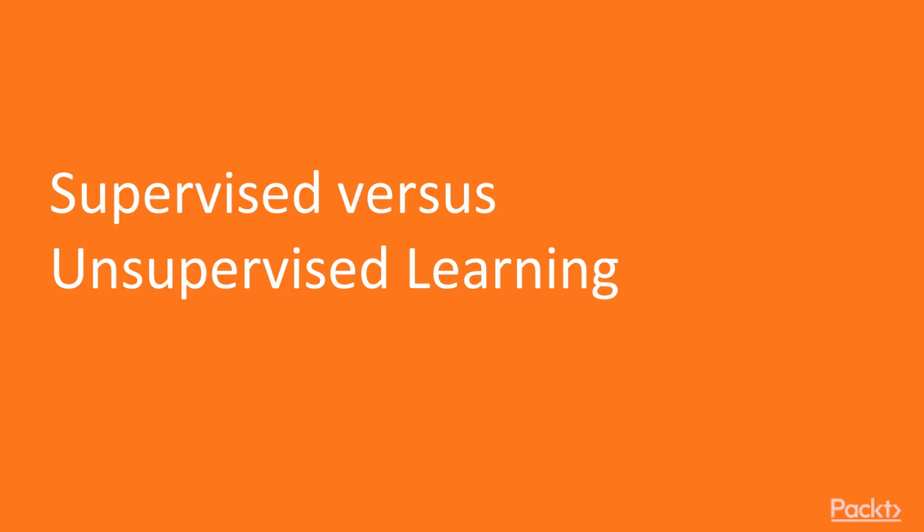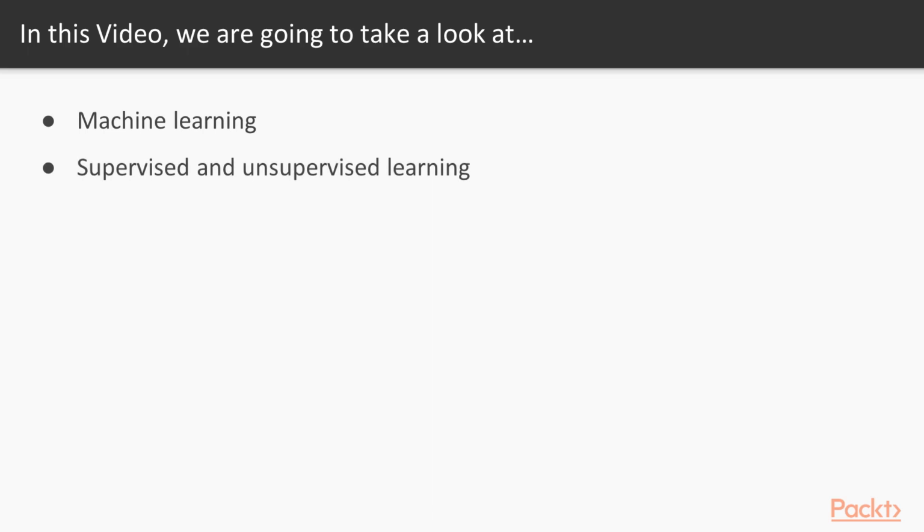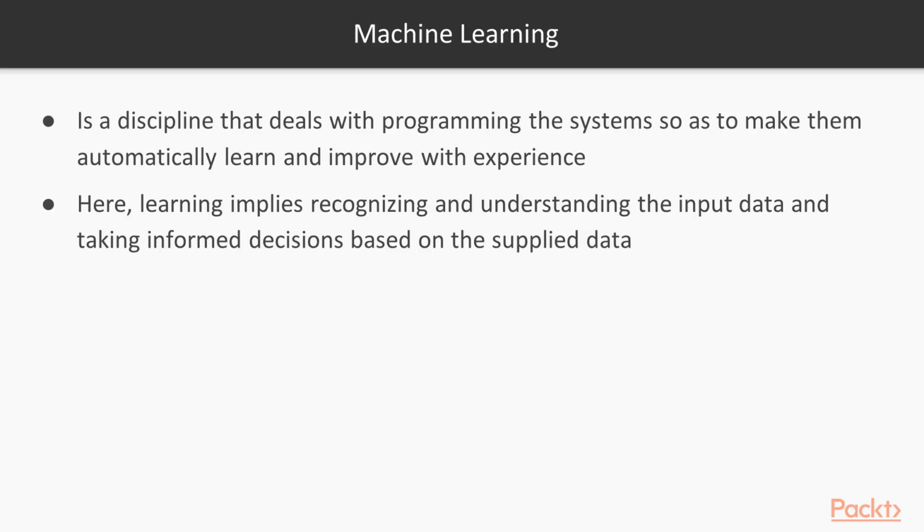Supervised versus unsupervised learning. In this video, we will look at first what machine learning is all about. Then we will talk about supervised and unsupervised learning methods. Machine learning is all about extracting the knowledge from the data. It is a research field that is at the intersection of statistics, artificial intelligence, and computer science.